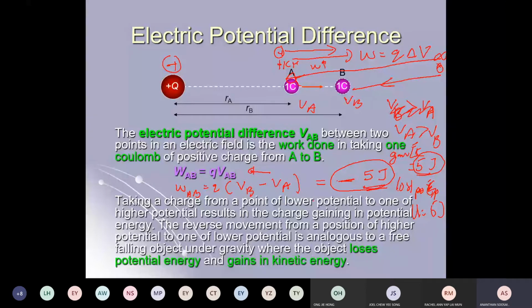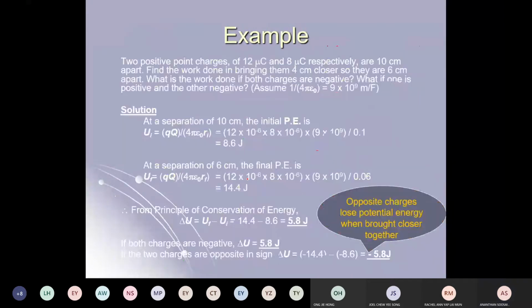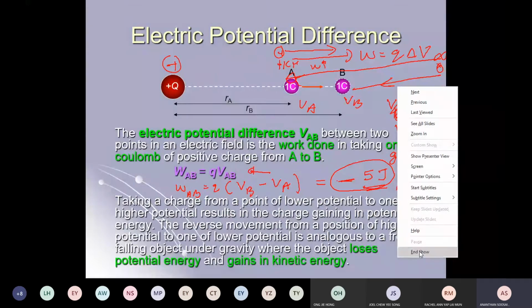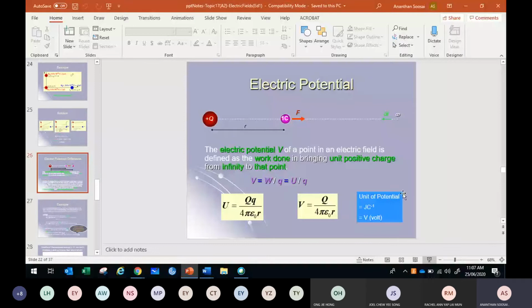Taking a charge from a point of lower potential to higher potential results in the charge gaining potential energy. The reverse movement, from higher potential to lower potential, is analogous to free falling under gravity, where the object loses potential energy and gains kinetic energy. In this case, it gains kinetic, loses potential. So this is a very important term. Before I go to the next slide, let me go back to the whiteboard to strengthen this idea.